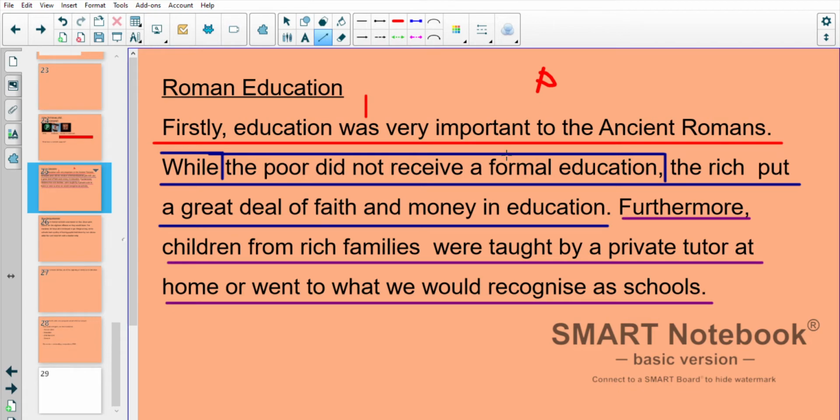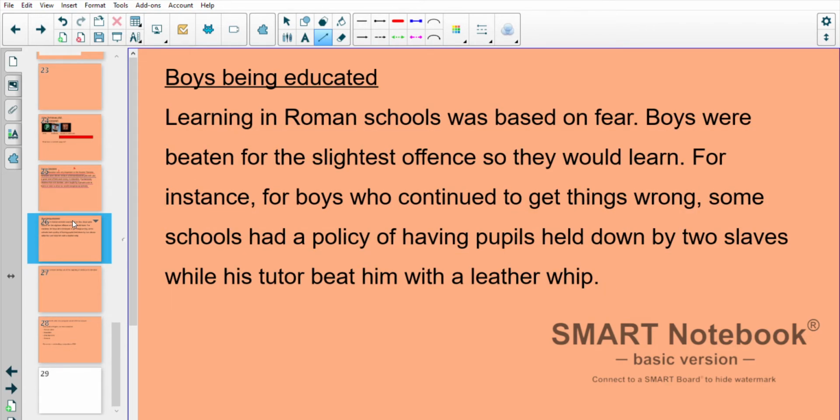Okay, so you can see that my one paragraph, and a paragraph is sentences put together, joined up by different information that is all about the same thing, underneath a subheading, and our subheading is kind of like a mini title. Using our PEE, I have formed a paragraph. Now here's another paragraph about boys being educated. Can you pause the video and think about which part is the point, which part is the evidence, and which part is the elaboration?